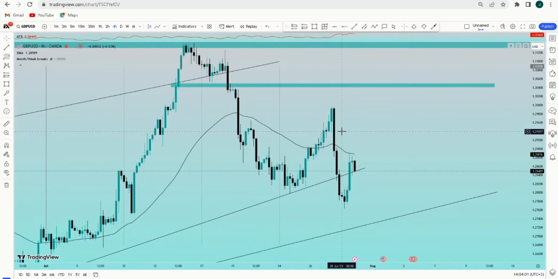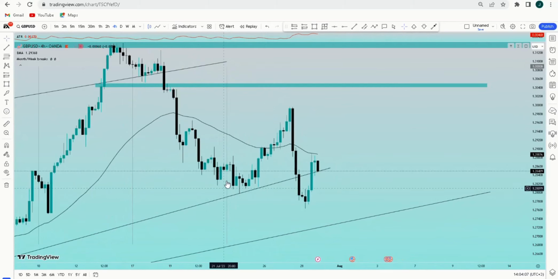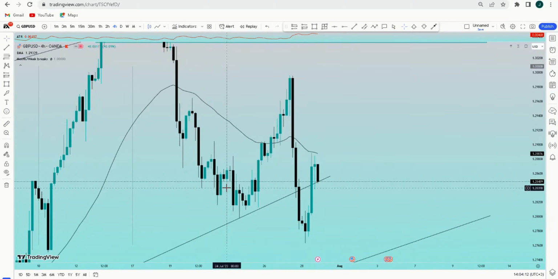You can see, guys, that when I put my indicator, which is showing me the weekly breakouts, week close and opening, you can see that this week started, it opened on this day. This was the opening of this week.